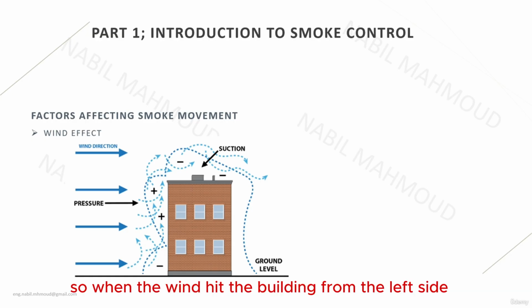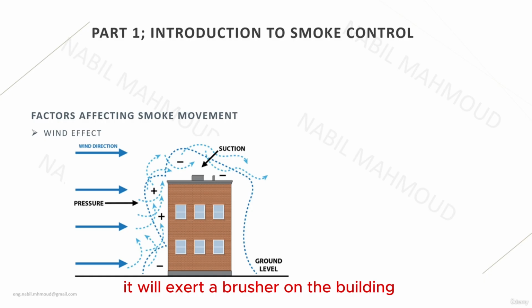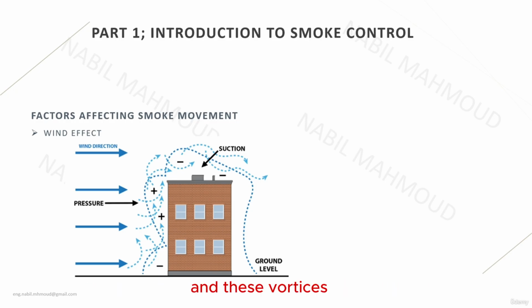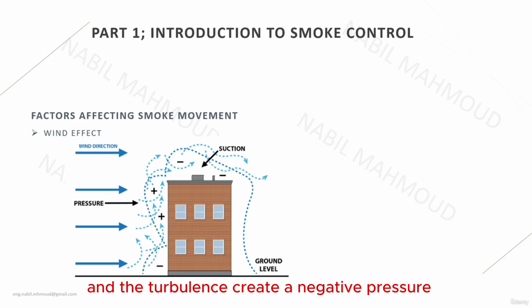So when the wind hits the building from the left side, it will exert a pressure on the building. However, because this wind is facing an obstruction, it will form vortices and turbulence. These vortices and turbulence will create a pressure drop, and this is especially clear on the other side of the building, which is the side that is not facing the wind. When the wind flows over and around the building, it forms vortices after the building, and these vortices and the turbulence create a negative pressure or a suction pressure, or create a partial vacuum, or to simplify it, it creates a pressure drop.